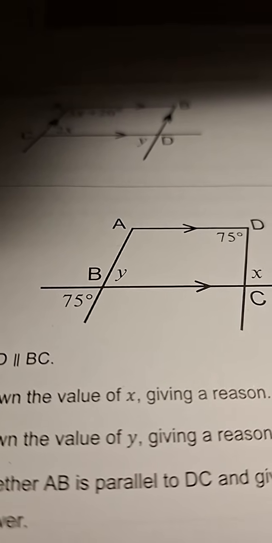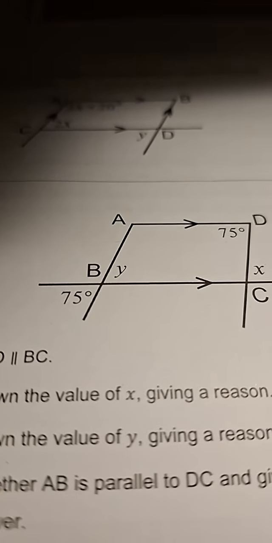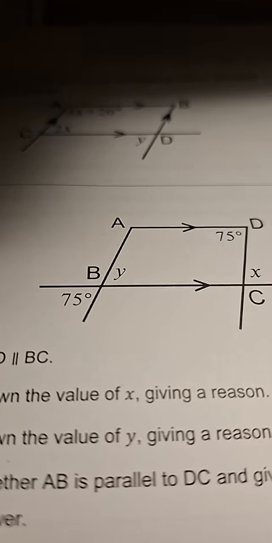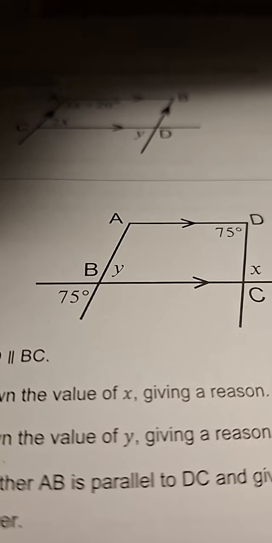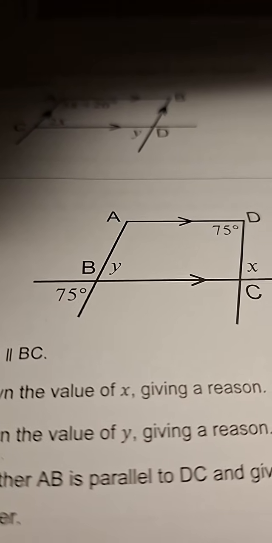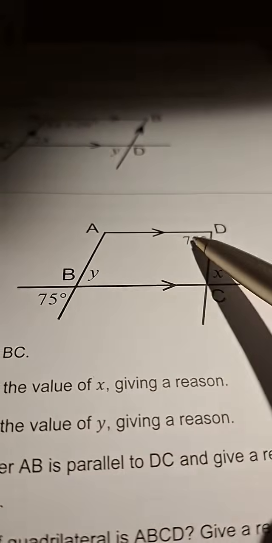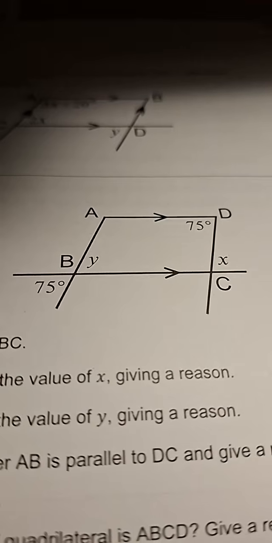Thank you, Kino. Yes, Kino. Yes, thank you, Kino. Is it Kino? Is it Keno? Yes. Alt angles. AD is parallel to BC. How quick you guys are to forget.